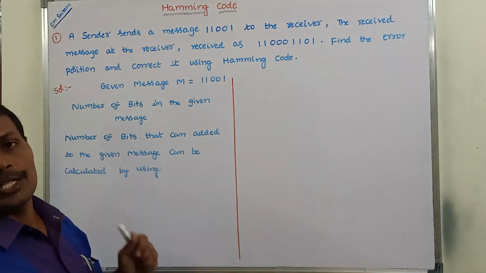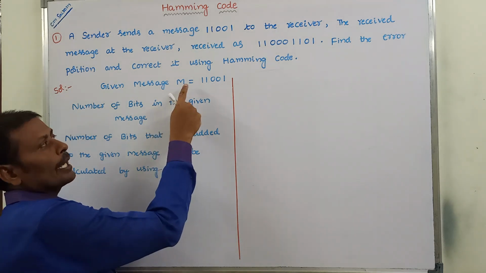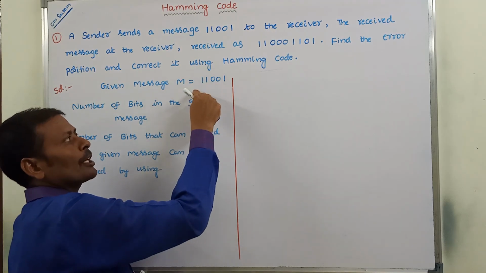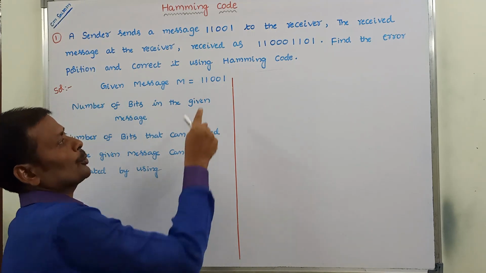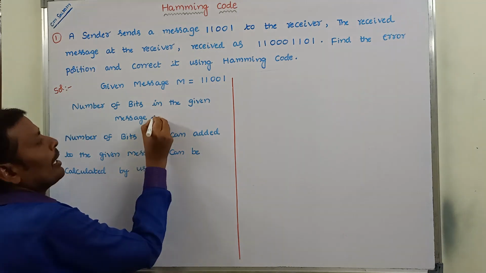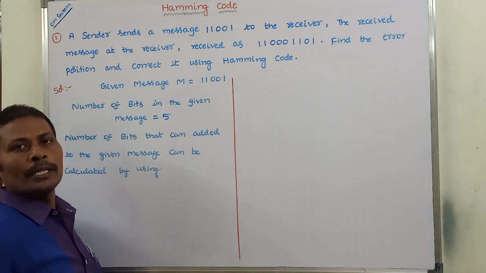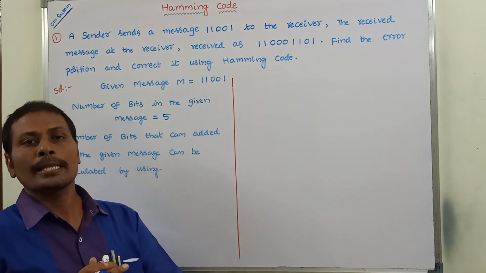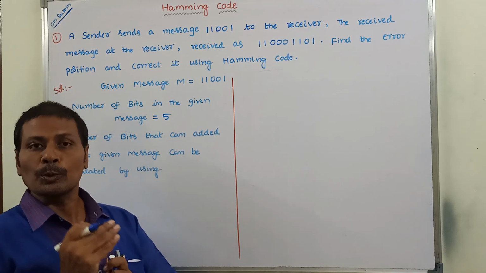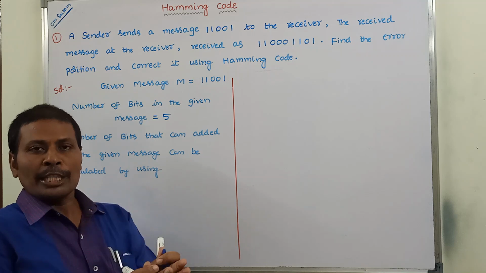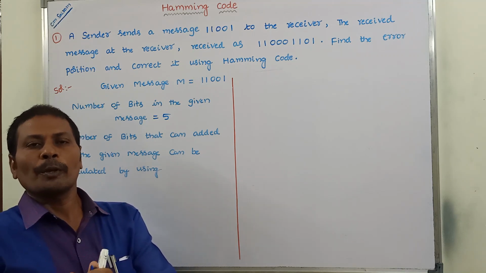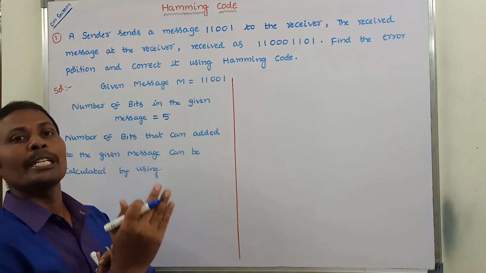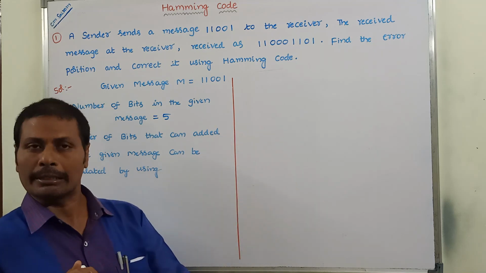First, the given message is denoted by capital M. It contains the bits 11001. How many bits are in the given message? There are 5 bits in the given message. Next, for the given message, we have to add some number of parity bits. The message bits and the parity bits together form the resultant message that is received at the receiver.